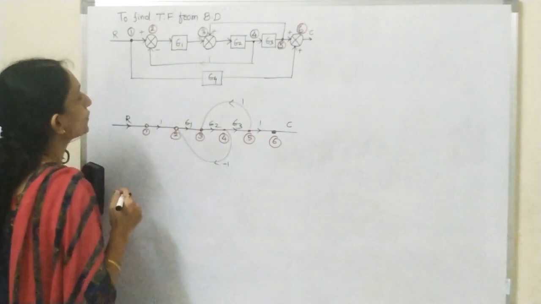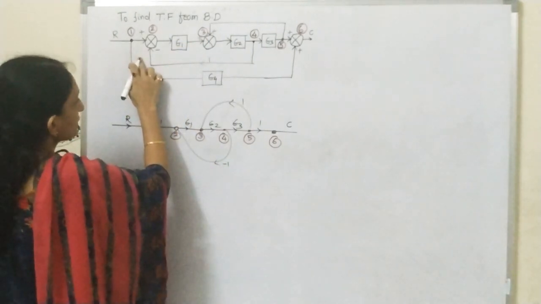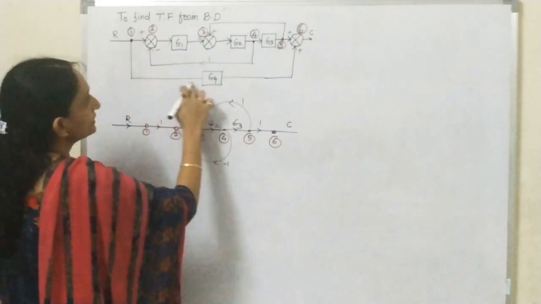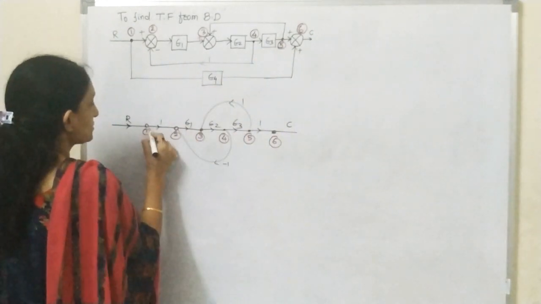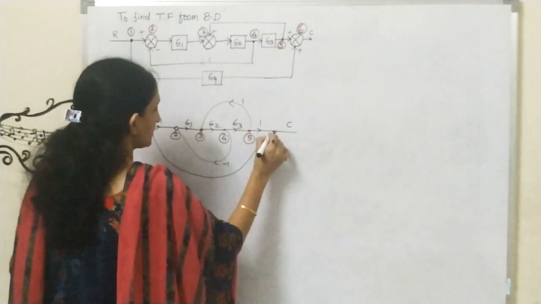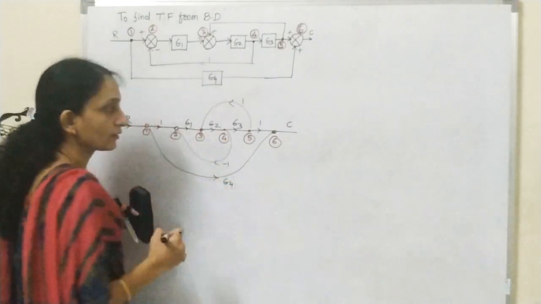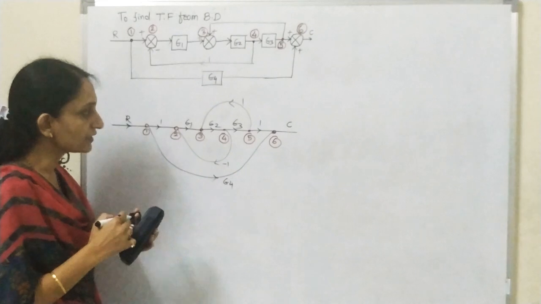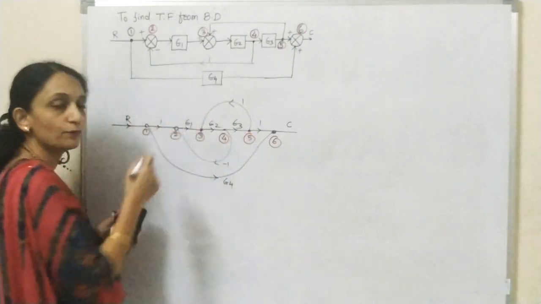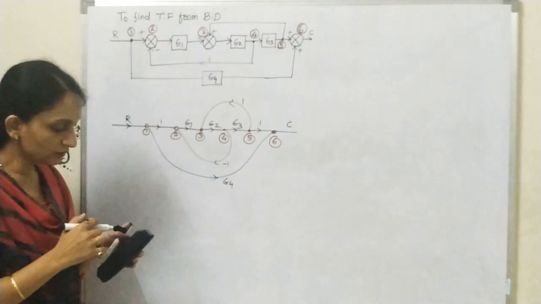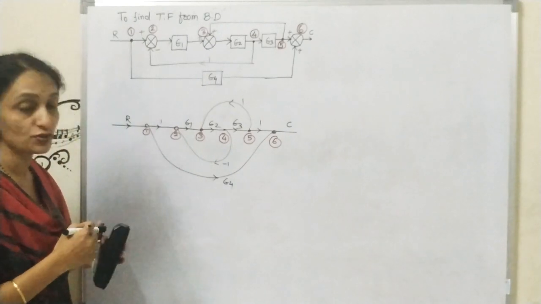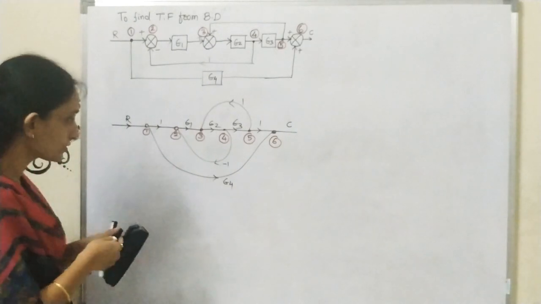Now next you can see here the signal is going from 1 to 6. See the direction 1 to 6, and what is gain here? G4. So this is the signal flow graph from the block diagram. Now we know how to get transfer function from signal flow graph, so we will solve that.